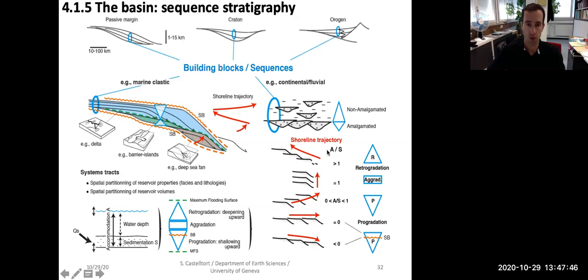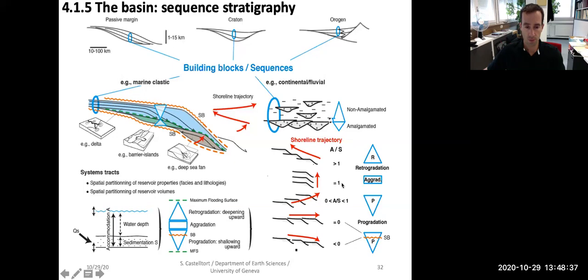Okay? Just to finish on this, the advantage of using A over S as a determinant of stratigraphic stratal patterns is that it's more general than just using eustasy. Eustasy will change only A, okay? And there will be constant tectonics, constant subsidence, and constant sediment supply. And it's true that with sea level fall, sea level still stand, sea level rising slowly, sea level rising a little faster, and sea level rising very fast, you obtain all of this. But you can also obtain some of this just with sediment supply changing.